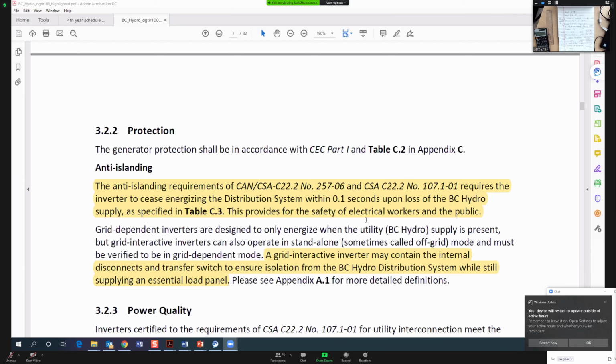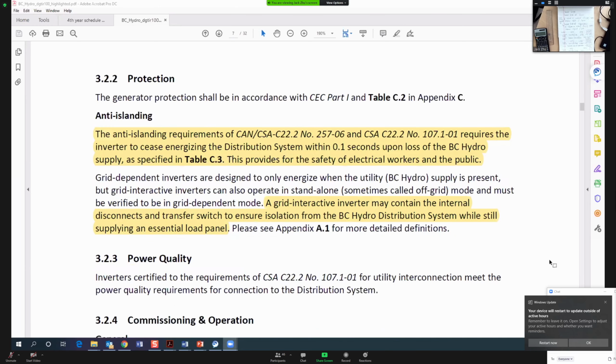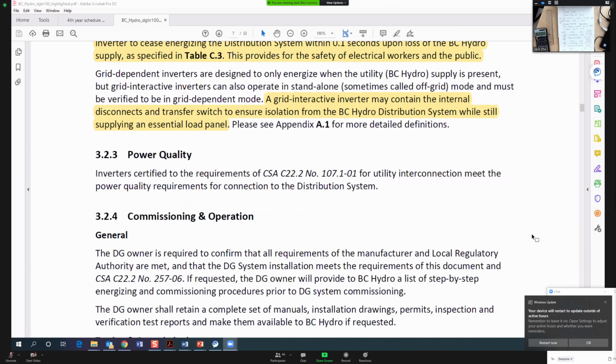Yeah. So that's a very strict requirement for safety, for BC Hydro, for the CSA standard. A grid-interactive inverter might contain an internal disconnect and transfer switch to ensure isolation from BC Hydro's distribution system, while still supplying the essential load panel. So that means those inverters can still supply the inside of your house or your building, but they will disconnect from the hydro. So that's a very important thing to know.